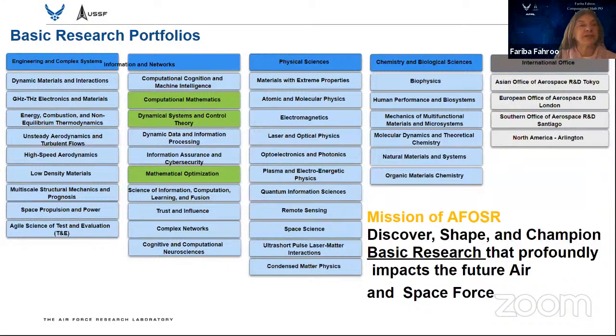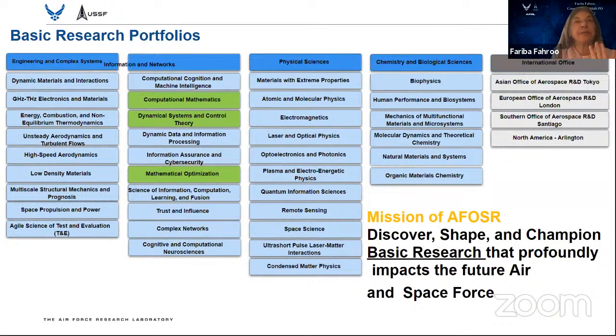I put the organization here. It's an eye chart, but just to tell you that right now, within AFOSR, we have about 36 different portfolios in 4 different areas. One would say chemistry and biological sciences, physical sciences, information and networks, and then engineering and complex systems. I am part of information and networks.